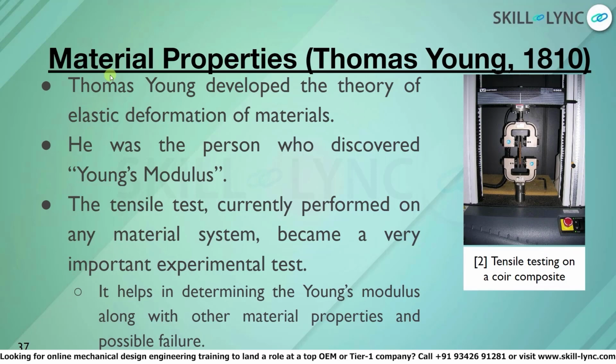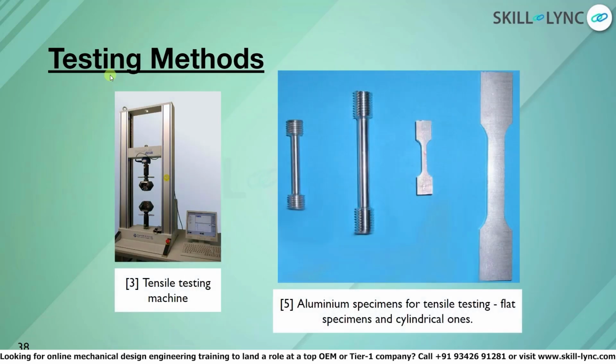The picture which you can see on the right side is an ideal example of a testing rig that is used in performing the tensile test. It is mounted on a universal testing machine, as you can see, and then the specimen is pulled. These are some examples of dog bone structures for rods.